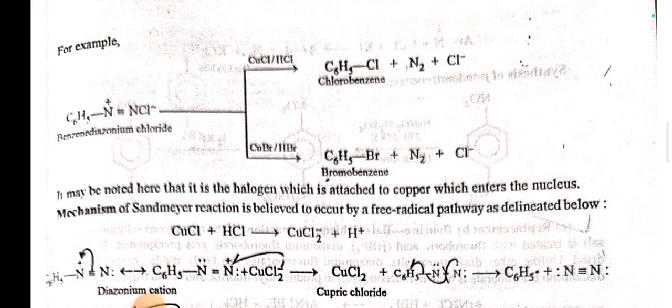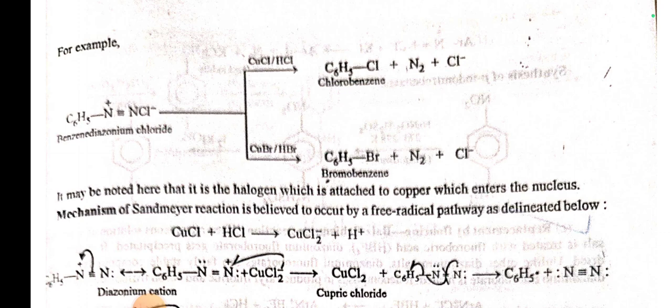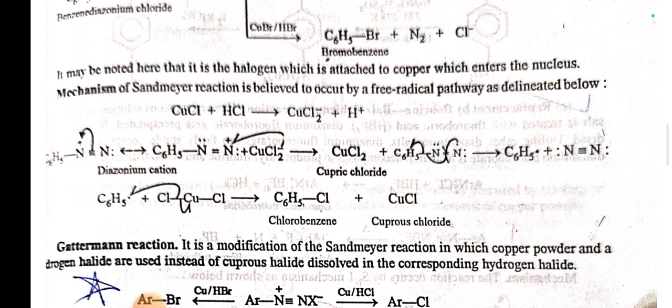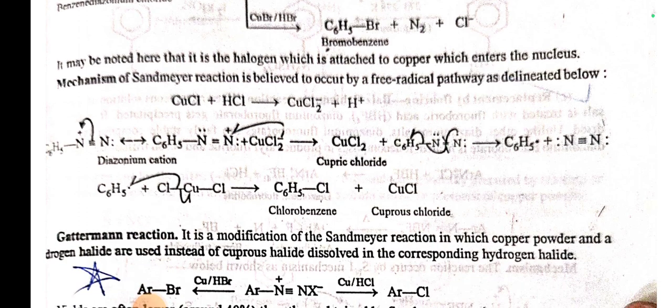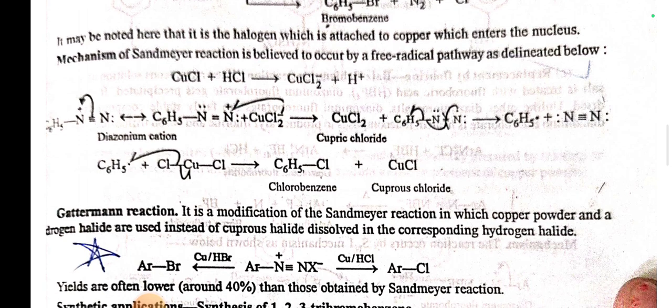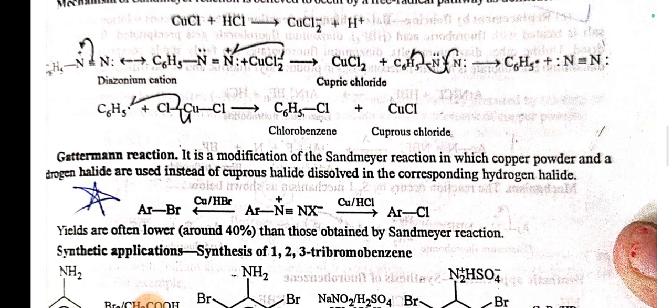For example, benzene diazonium chloride C6H5N2Cl in presence of CuCl and HCl gives C6H5Cl, chlorobenzene, plus N2 plus Cl-. And benzene diazonium chloride in presence of CuBr/HBr gives C6H5Br, bromobenzene, plus N2 plus Cl-. It may be noted here that it is the halogen which is attached to copper which enters the nucleus. The mechanism of Sandmeyer reaction is believed to occur by a free radical pathway.